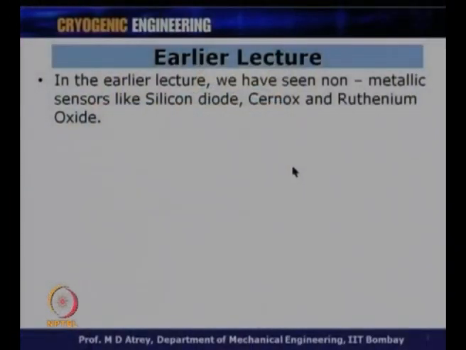So, welcome to the 41st lecture on cryogenic engineering under the NPTEL program. We were talking about instrumentation in cryogenics, and in the earlier lecture we were talking about the sensors for temperature measurement at cryogenic temperature levels. And in the earlier lecture we have seen non-metallic sensors like silicon diode, Cernox, ruthenium oxide. We have seen in detail how they function, and what the advantages and disadvantages of these various sensors are.